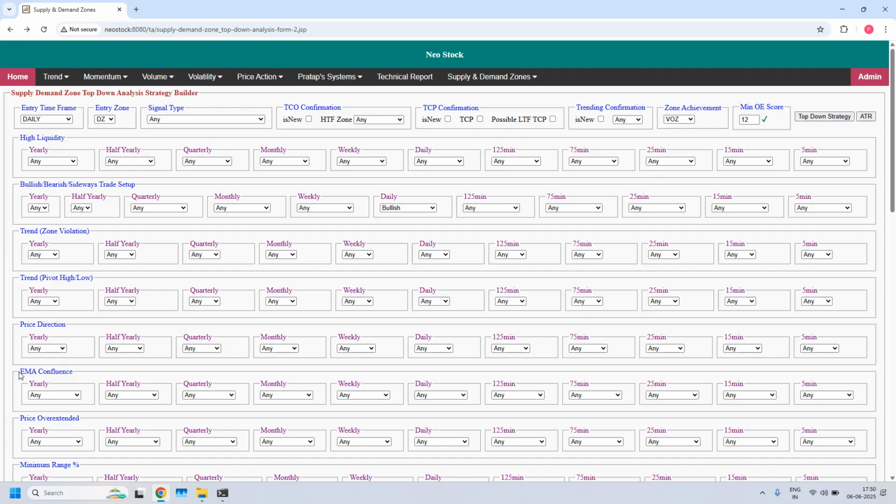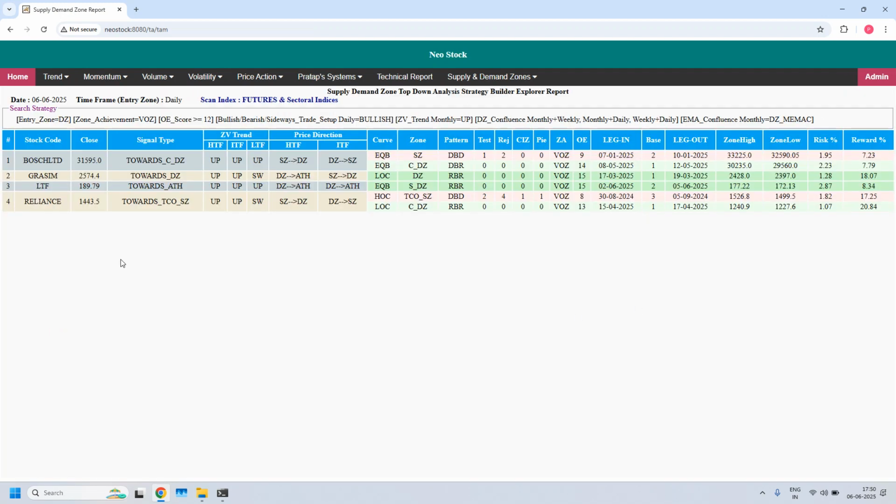Let's verify. In the EMA confluence at monthly, I am checking whether the monthly demand zone has monthly EMA or not. At the same time, trend on the monthly should not be sideways. It is uptrend because it is a bullish trade setup. Let's filter. We got 4 stocks. So these 4 daily demand zones overlapped with monthly might be having more high probability to get success.